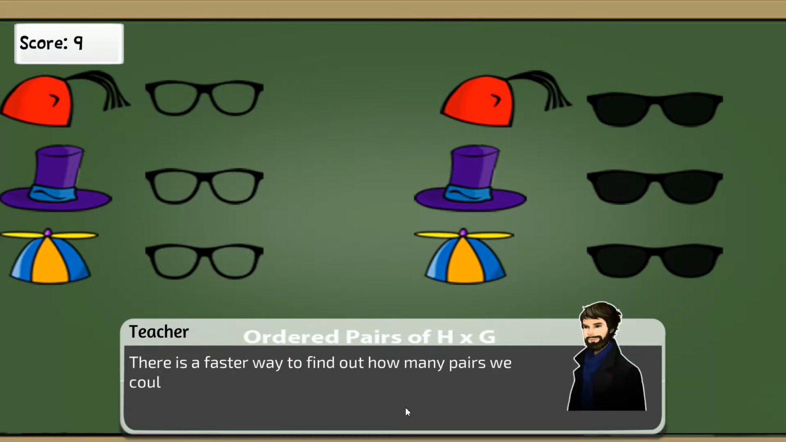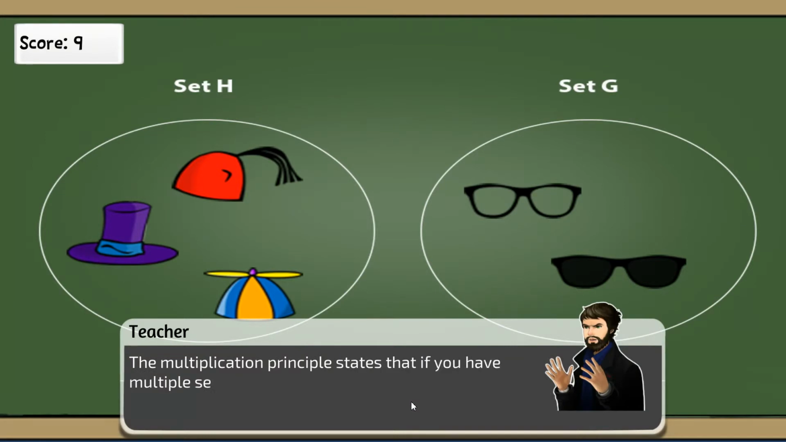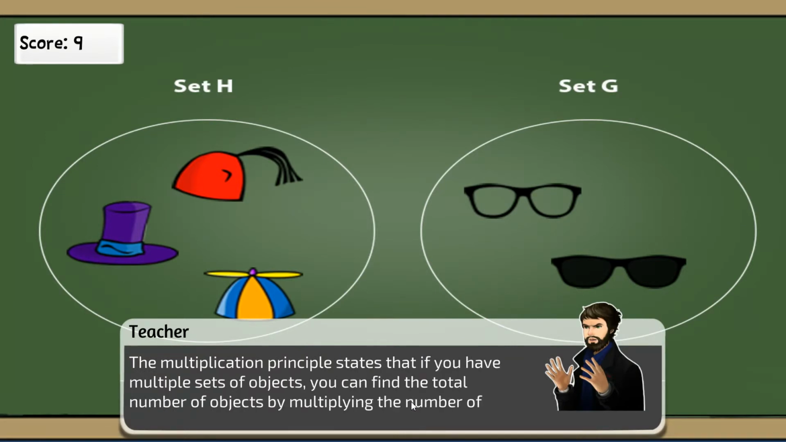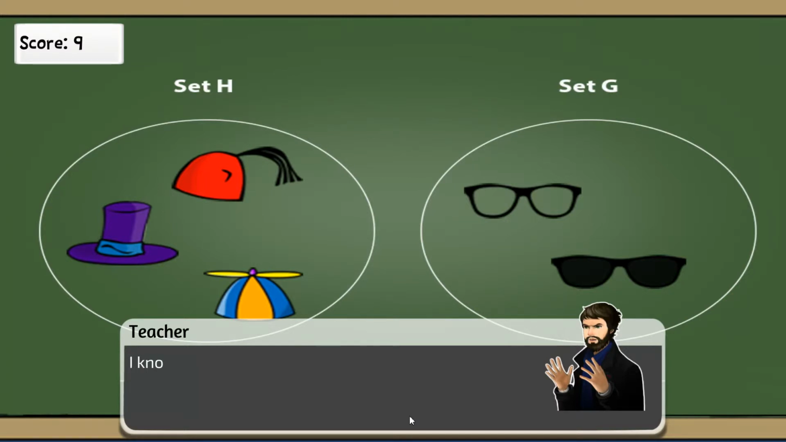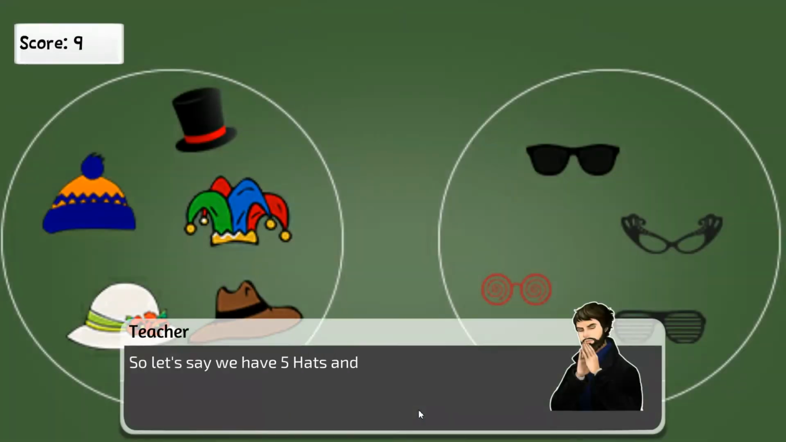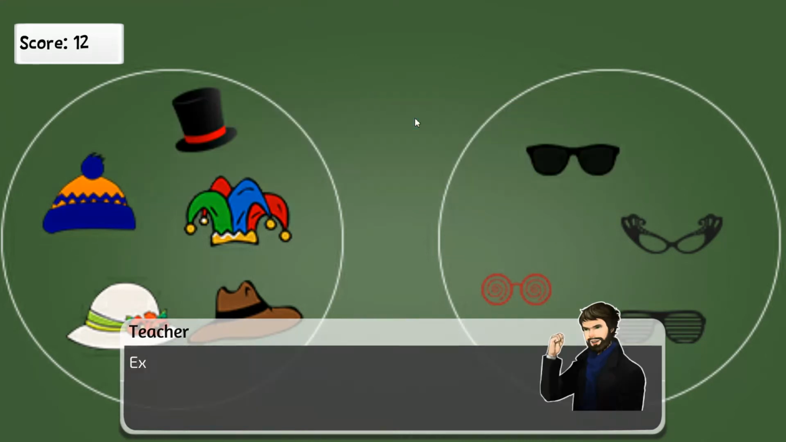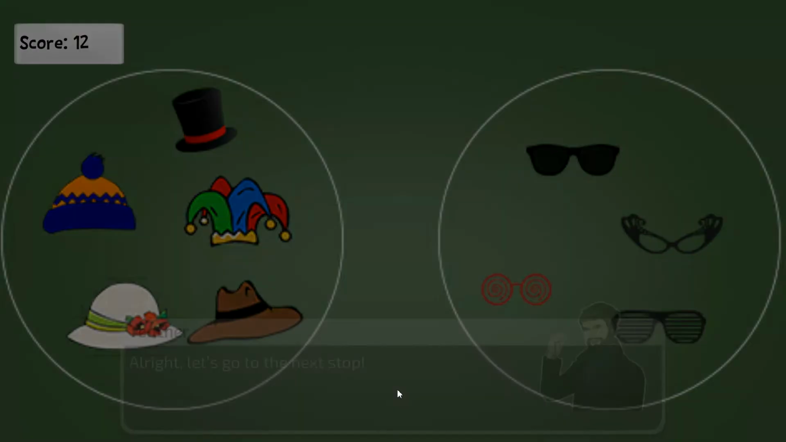There is a faster way to find out how many pairs we could have created though, the multiplication principle. The multiplication principle states that if you have multiple sets of objects, you can find the total number of objects by multiplying the number of objects. I know that may seem simple now, but the more options there are, the greater the number will be. So let's say we have 5 hats and 4 pairs of glasses. How many options do we have? Excellent. Alright, let's go to the next stop.